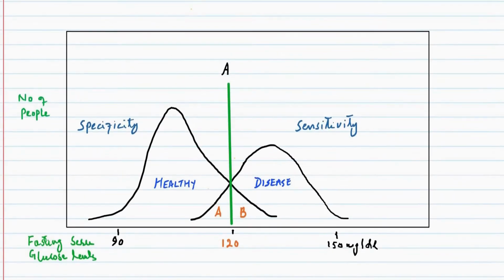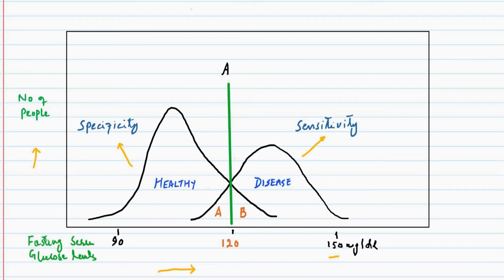We can see in this graph that we have fasting serum glucose level on the x-axis and number of people on the y-axis. We can see people who are healthy tend to have blood glucose level on the lower side, while people with disease tend to have fasting serum glucose level towards the higher side. We know specificity of a test deals with people who are healthy and sensitivity of a test deals with people who have disease.